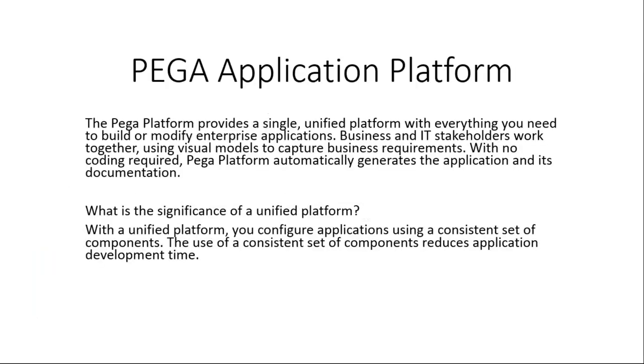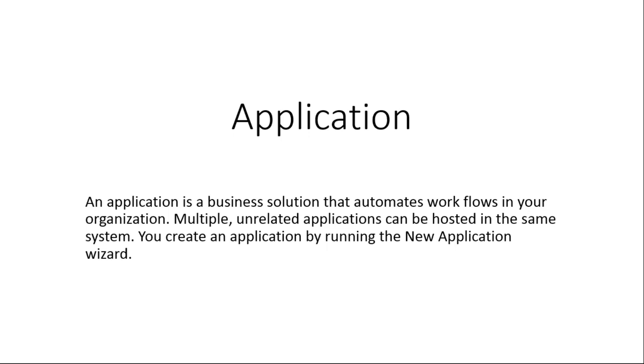Okay, so after logging into the portal, as I said, it will have some default application, Pega sample. So first of all, we should know what you mean by Pega sample, otherwise what you mean by application. Okay, so an application is a business solution that automates workflows in your organization. Multiple unrelated applications can be hosted in the same system. You create an application by running the new application wizard. Okay, so it's like a business solution.